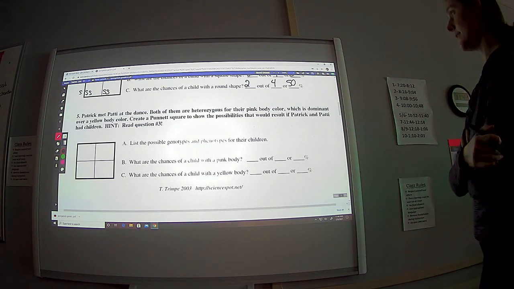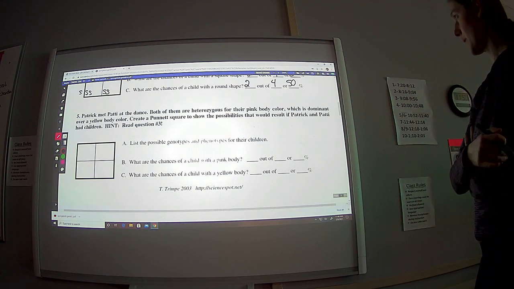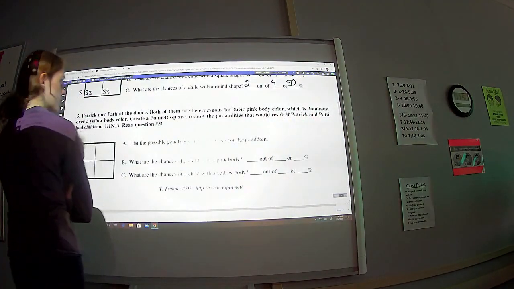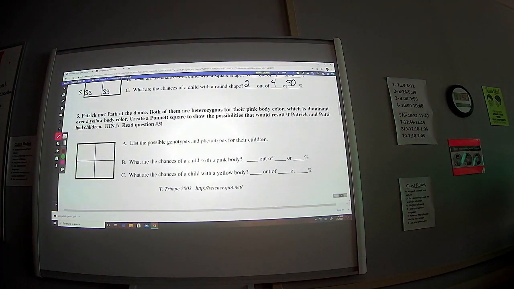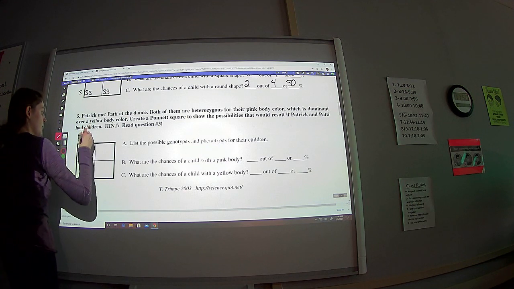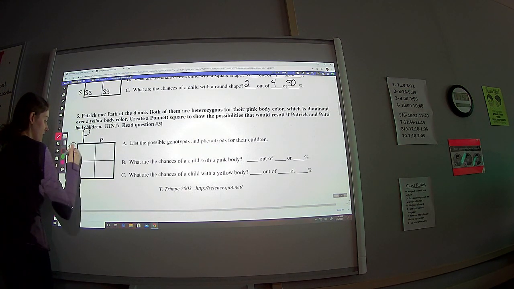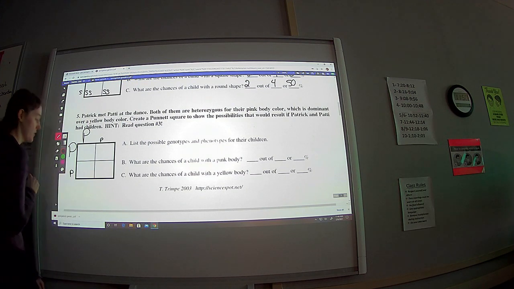Patrick met Patty at the dance. Both of them are heterozygous for their pink body color, which is dominant over yellow body color. Create a Punnett square to show the possibilities that would result if Patrick and Patty had kids. Now on this one they use P's. So if they're heterozygous, you're going to have a big P and a little p, and I'm trying to make it very apparent to you which one is capital and which one is lowercase.